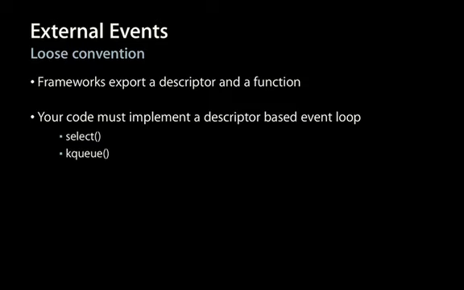So there's a loose convention among POSIX programmers for how to deal with external events. A framework might export a descriptor and a function. It is then the client's responsibility to get that descriptor and then monitor it somehow. The two most common ways of doing that are using select or kqueue. And then once that descriptor becomes readable, it's the application's responsibility to remember, oh yeah, that descriptor's not mine, it's that framework's, and I need to call that function they gave us. And that's the very loose convention that has existed in Unix till, we believe, today.